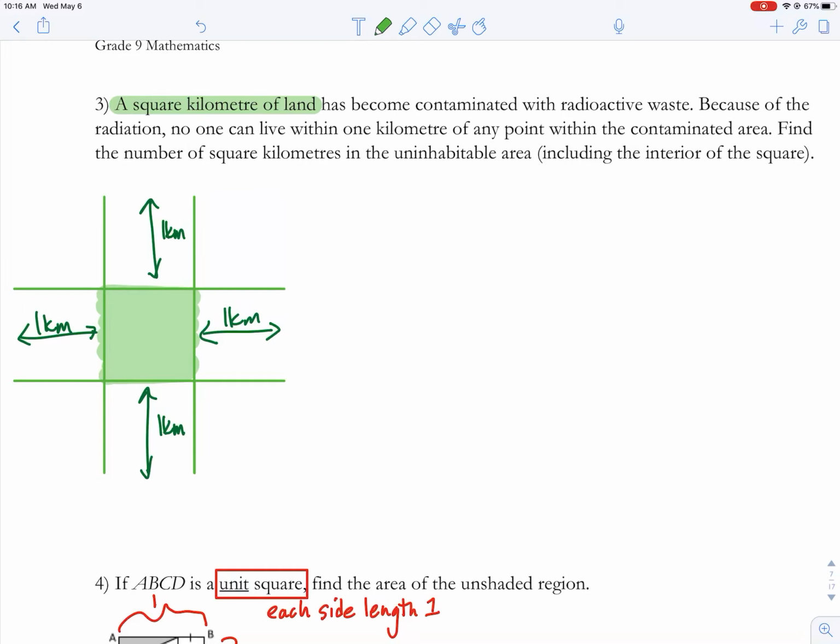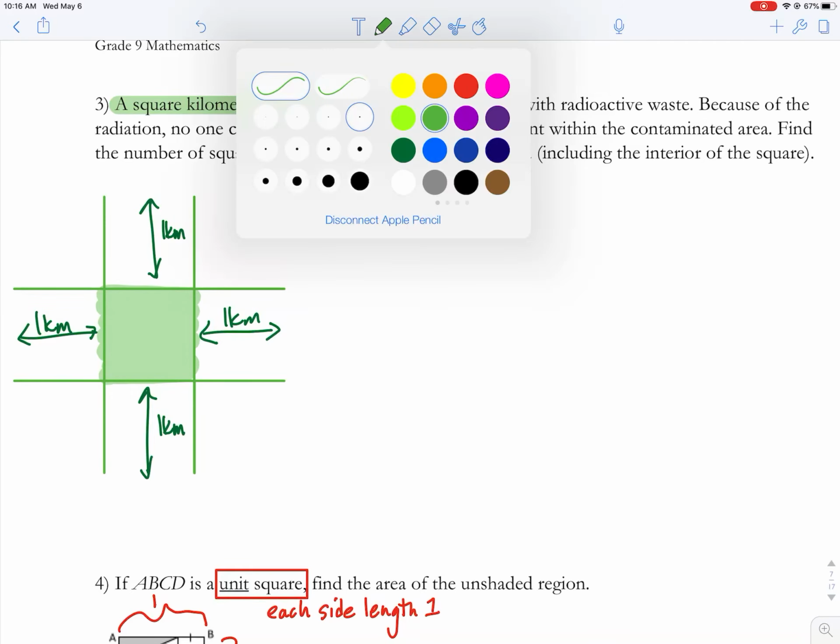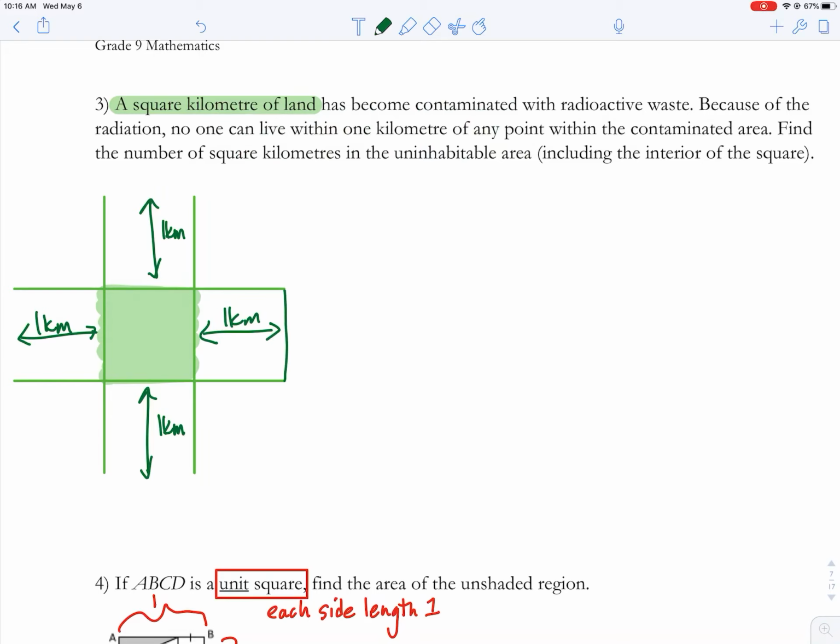Then it says, because of the radiation, no one can live within 1 kilometer of any point within the contaminated area. So it's easy enough from the sides. From the sides, 1 kilometer away is going to mean that I'm not able to do anything in each of those squares that's 1 kilometer away to the sides and to the top and the bottom. But then we've got to think about the corners. And in the corners, it said we have to be 1 kilometer away.